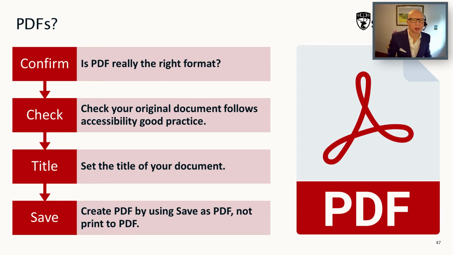Now, if you're going to go ahead with a PDF, make sure as much as possible that you followed accessibility good practice in your original files, and the Accessibility Inspector can help you with this, as we've hopefully shared today. It's important to set the title of your document, and we'll demonstrate this in a moment on the next slide. And finally, use Save as PDF rather than Print to PDF. When you save as PDF, that resulting file keeps accessibility information like headings and so on. If you print to PDF, that information is lost, making the PDF file much worse in terms of accessibility.